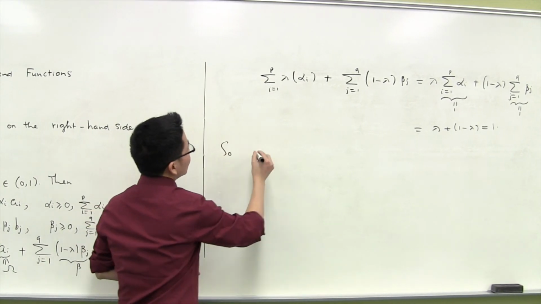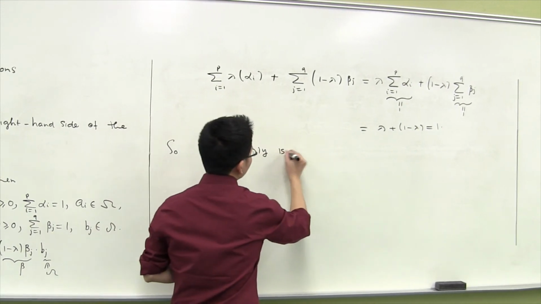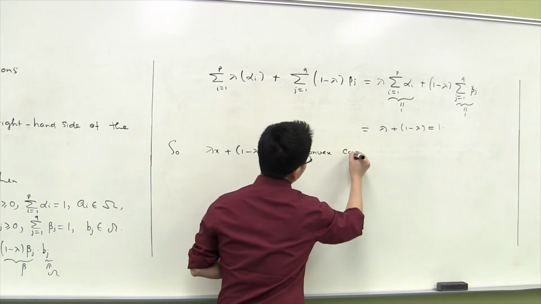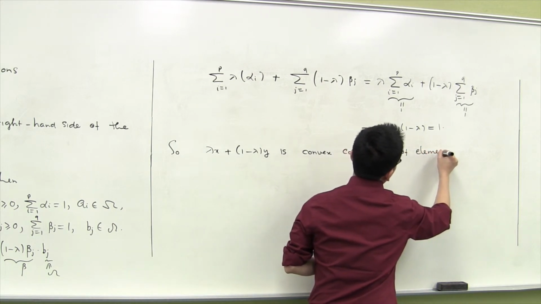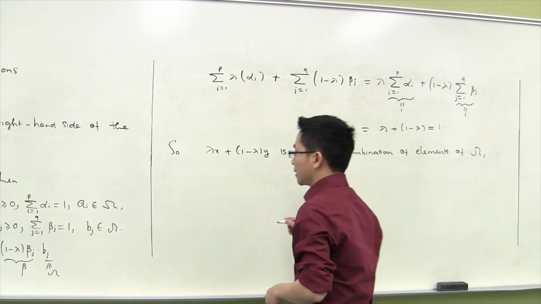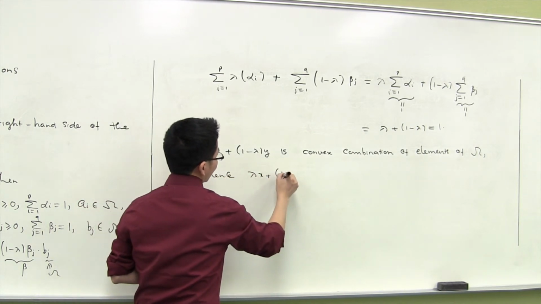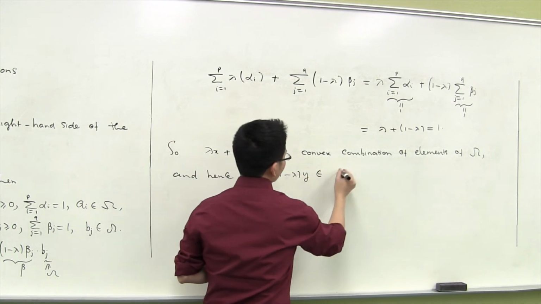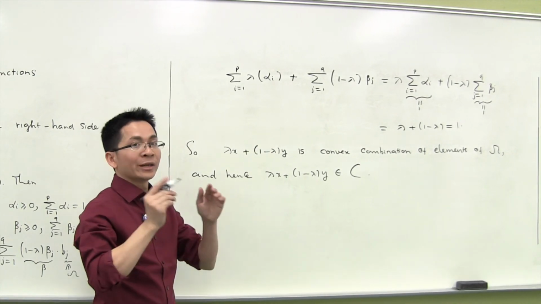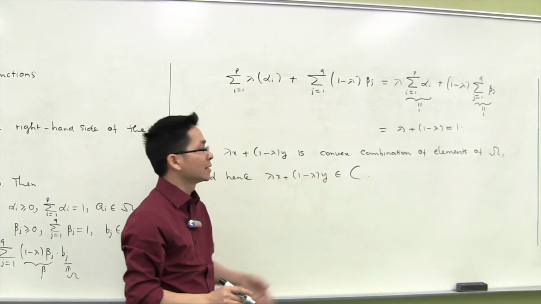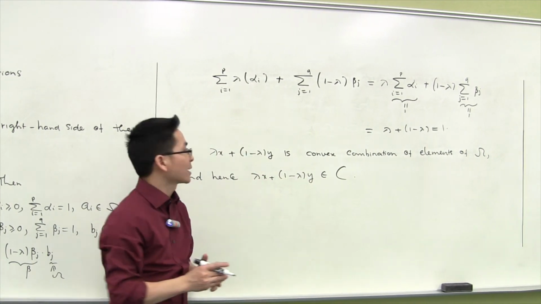So lambda x plus (1 minus lambda) y is a convex combination of elements of omega, and hence it belongs to C, because C is the set of all convex combinations of elements of omega. So we have seen that if x and y are in C and lambda is in the interval [0, 1], then lambda x plus (1 minus lambda) y is in C. Therefore, C is convex.